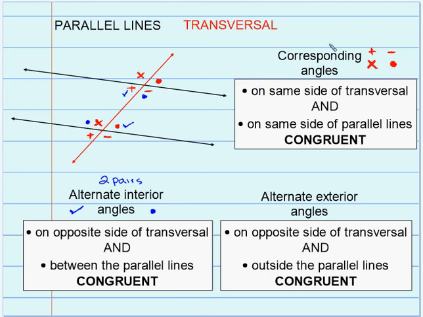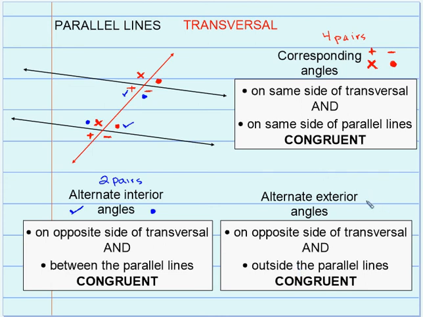Corresponding angles, you have 4 pairs. Okay, now let's look at alternate exterior angles. These are going to be the same as alternate interior angles, with the exception of they're outside the parallel lines.